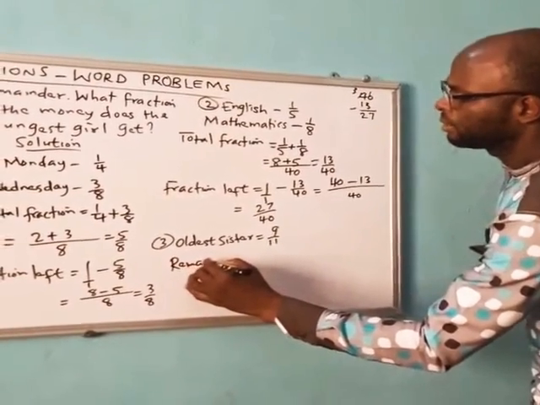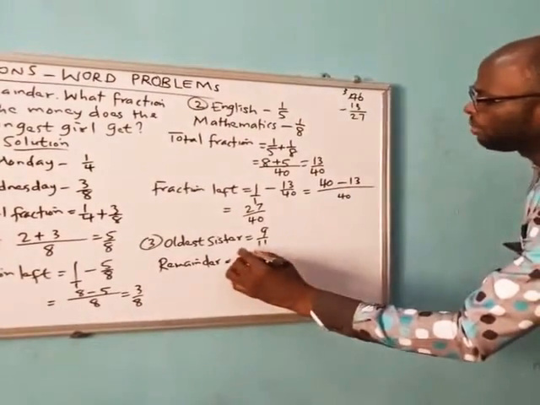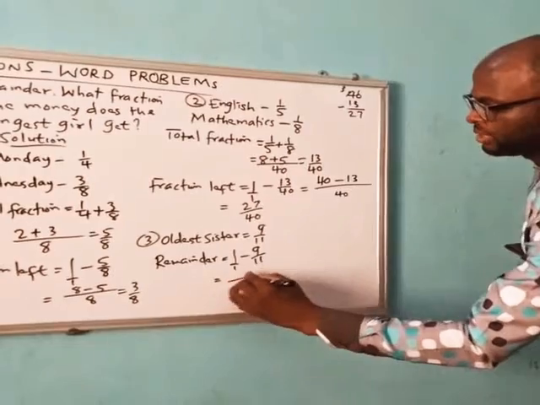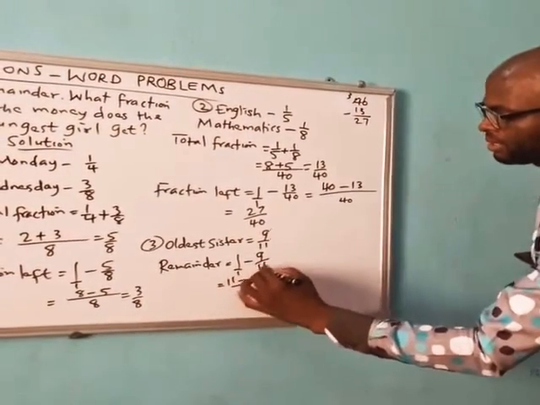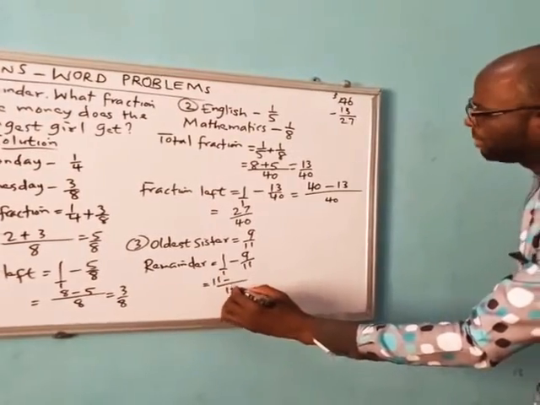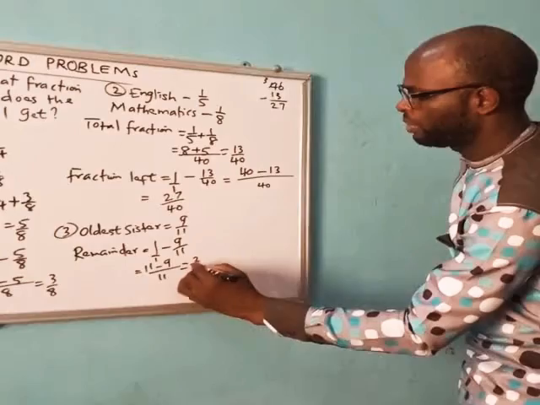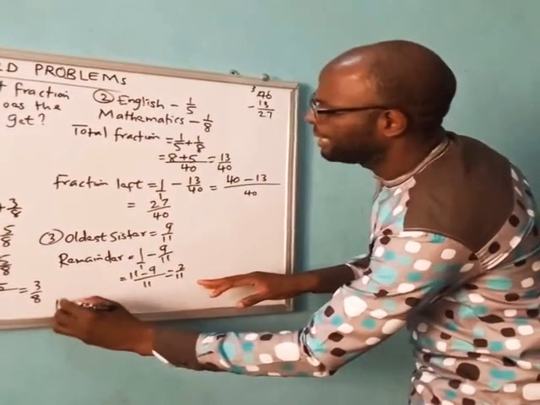The remainder: you have used 9 out of 11. So the remainder will be 1 minus 9/11. Remainder also means left. So the LCM is 11. 1 in 11, 11. 11 times 1 is 11. Minus 11 in 11, 1. 1 times 9 is 9. So 11 minus 9 will give you 2/11. This is the remainder.